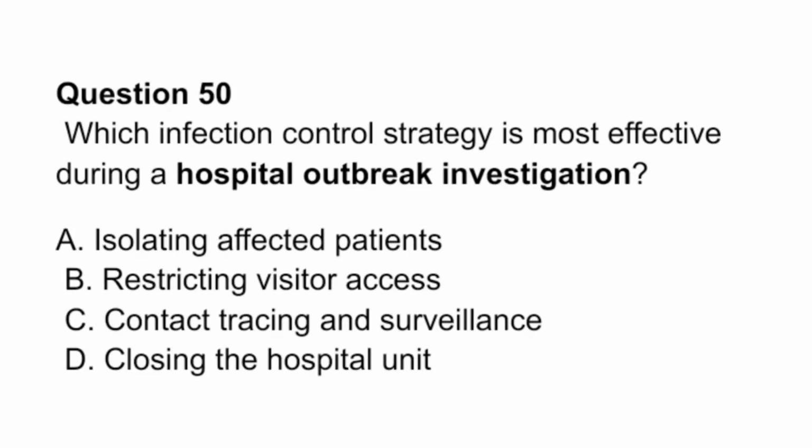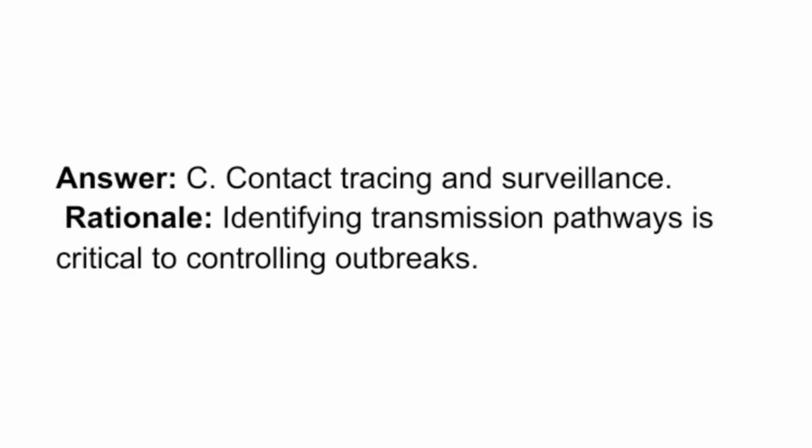Question 50. Which infection control strategy is most effective during a hospital outbreak investigation? A. Isolating affected patients. B. Restricting visitor access. C. Contact tracing and surveillance. D. Closing the hospital unit. Answer. C. Contact tracing and surveillance. Rationale. Identifying transmission pathways is critical to controlling outbreaks.